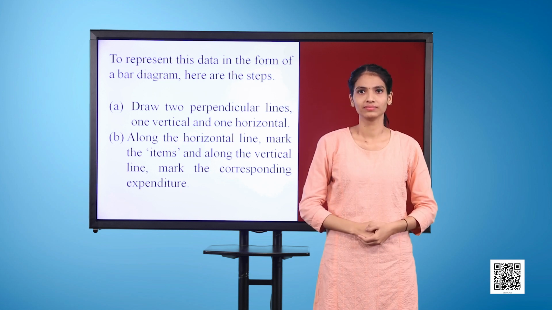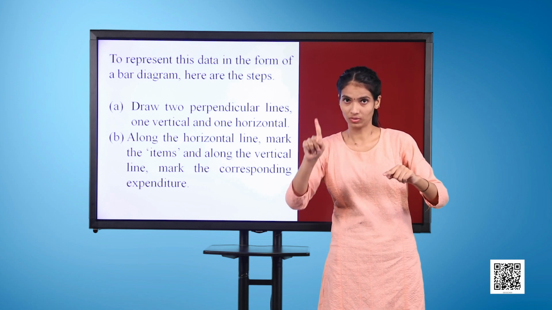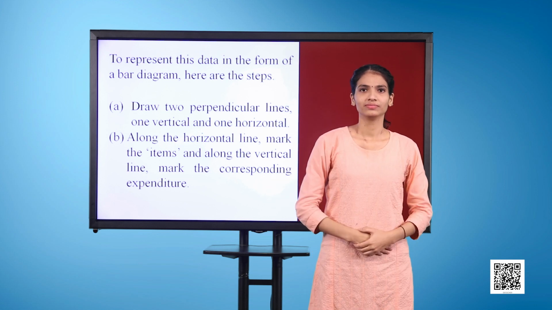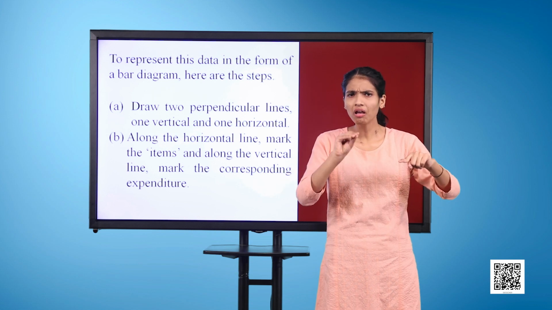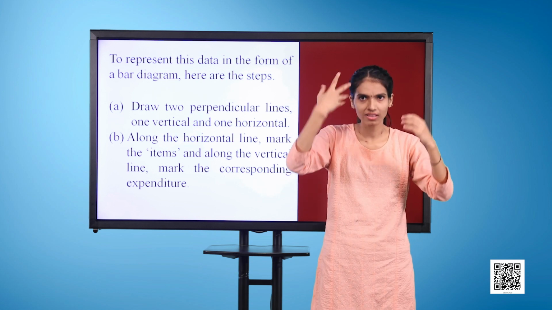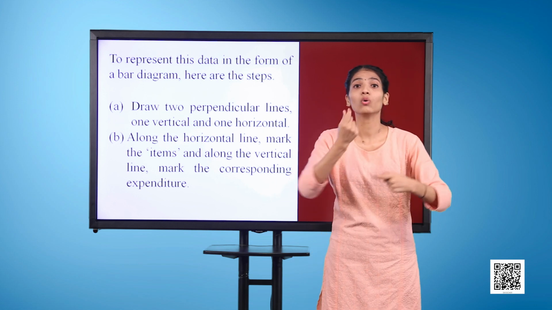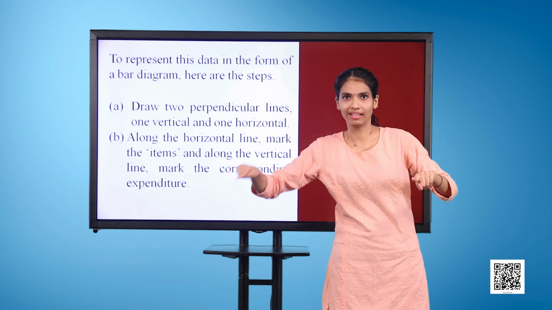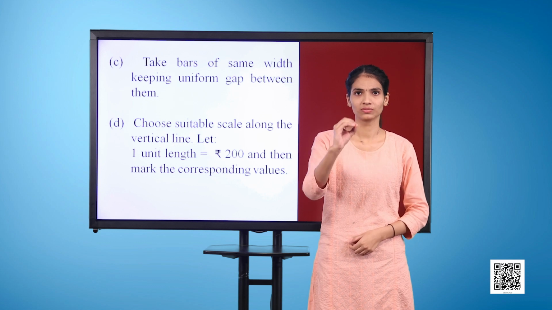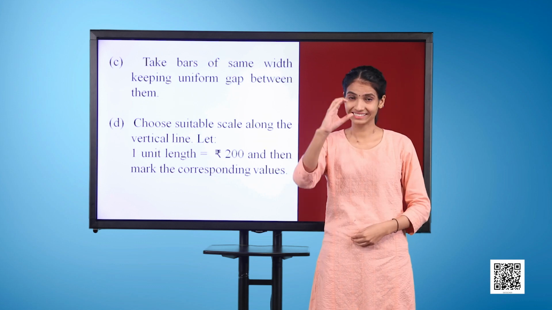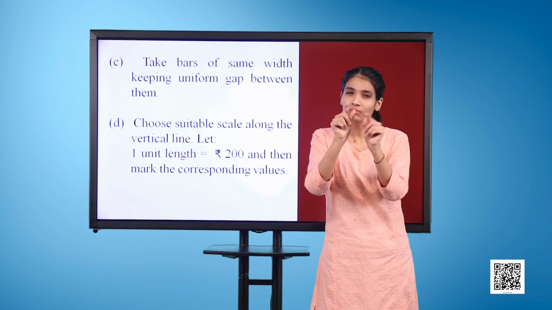A. Draw 2 perpendicular lines, 1 vertical and 1 horizontal. B. Along the horizontal line, mark the items, and along the vertical line, mark the corresponding expenditure. Page 201. C. Take bars of same width, keeping uniform gap between them.